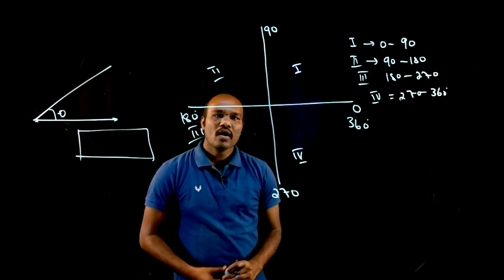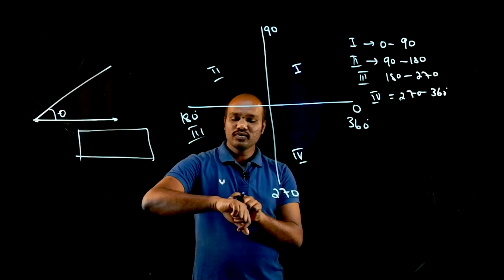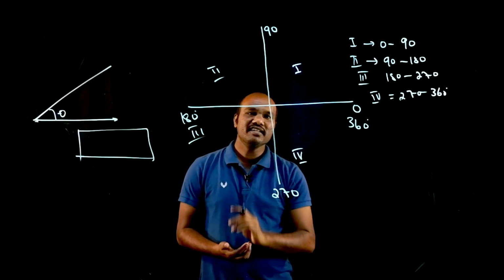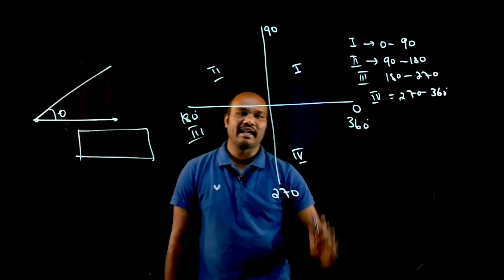Anti-clock direction means opposite of clock. Whenever you get a problem with that, just look at your watch. If it is going reverse, yes, it is positive. If it is going in the clockwise direction, it is negative. See here, from 0 it is increasing in the anti-clockwise direction.